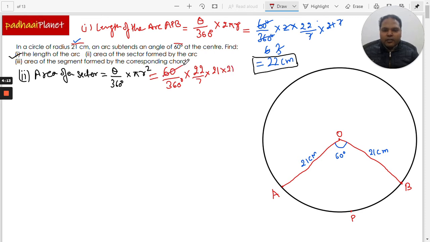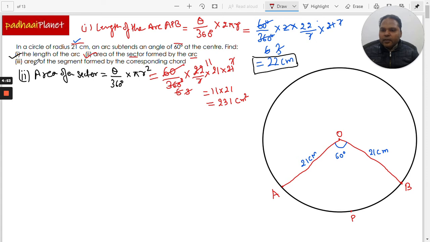So now I'll start solving it. This is 6, and 2 times 11 is 22, and 2 and 3, 3 makes it 7, 7 gets cancelled here. So it's finally 11 multiplied by 21. So finally the answer which comes is 231 square centimeters. Now that's the area of the sector formed by the arc, right? So this is what it is.